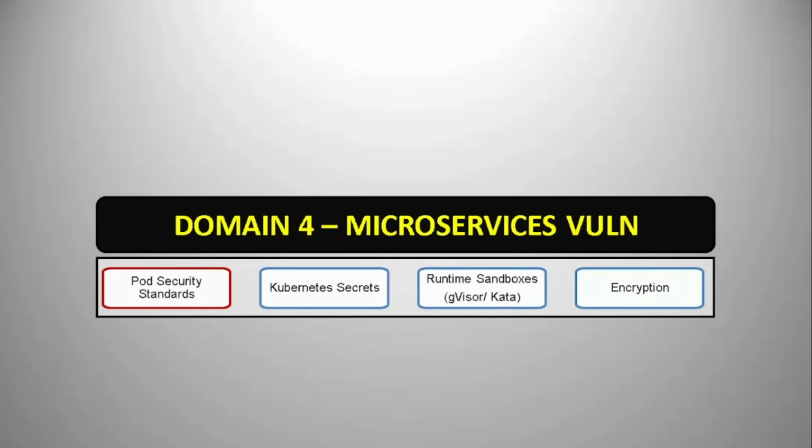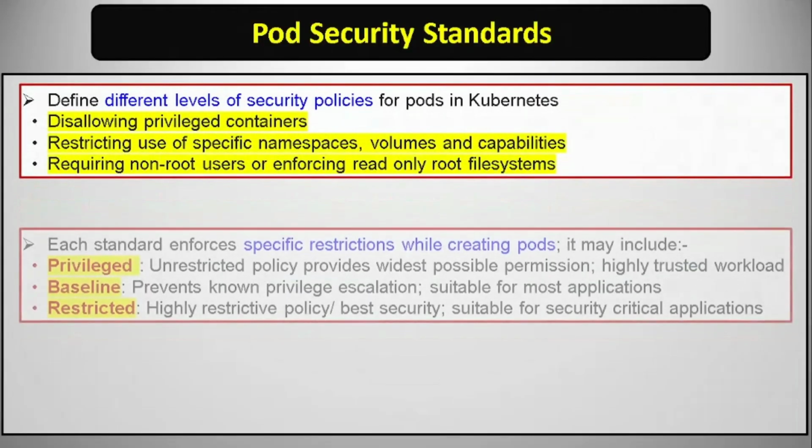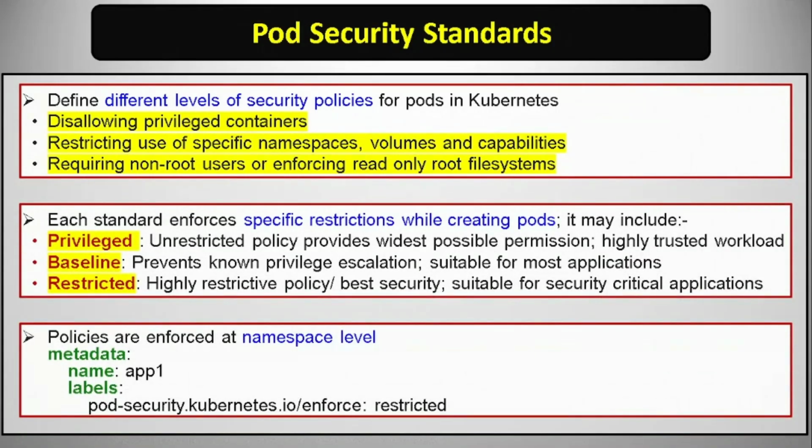The pod security standard, or PSS for short, is a set of policies designed to enforce security best practices for pods in Kubernetes. These standards define specific restrictions that are applied when creating pods, ensuring that your workloads are secure by default. For example, they can disallow privileged containers, restrict the use of specific namespaces or volumes, and even enforce the use of non-root users or read-only root file systems. Essentially, they act as a guardrail to prevent common security misconfigurations.